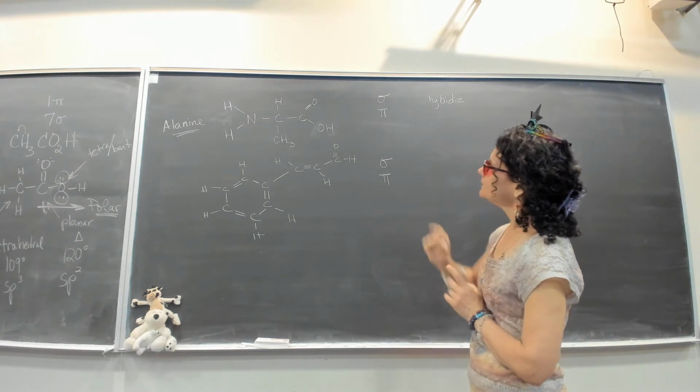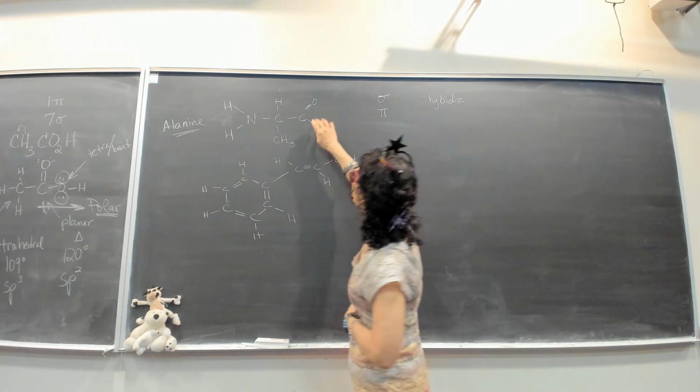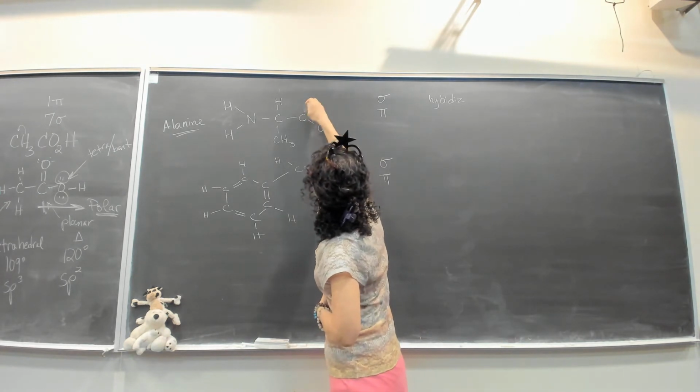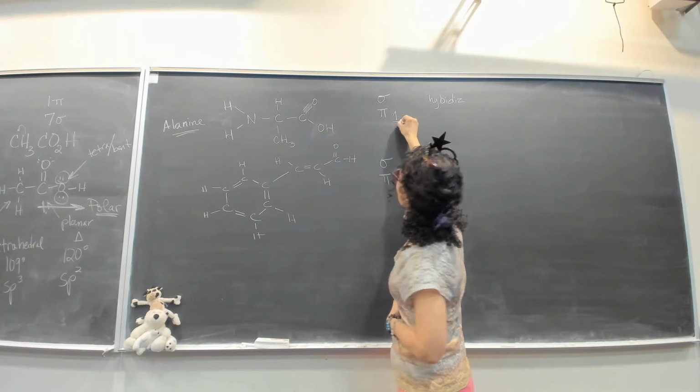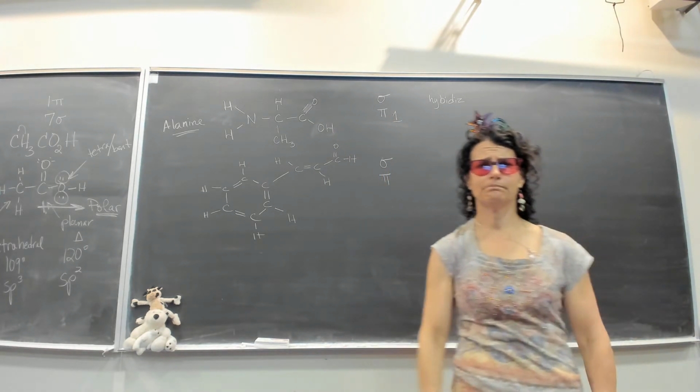All right, so this is a double bond. I don't know if you can see it. That's a double bond. So I have one pi bond. Again, pick your favorite pie.